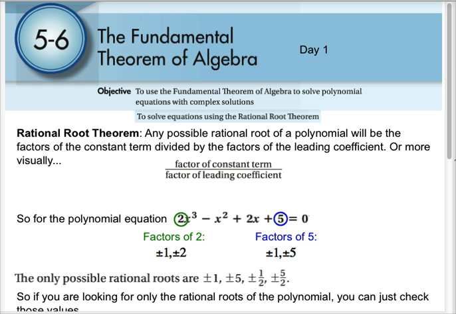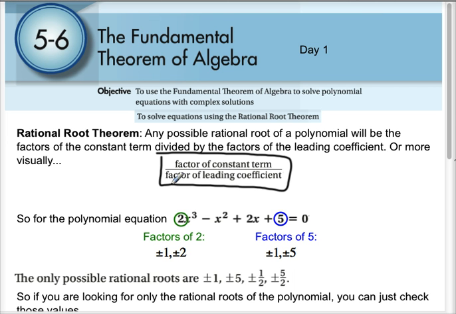What the rational root theorem says is any possible rational root, again rational meaning fraction of two integers, so any rational root of a polynomial will be the factors of the constant term divided by the factors of the leading coefficient. Or more visually, we're talking about this. The possible rational roots are the factors of the constant term divided by the factors of the leading coefficient. Now, again, this probably doesn't mean much to you just showing you the words, so let's show you how to actually apply this.